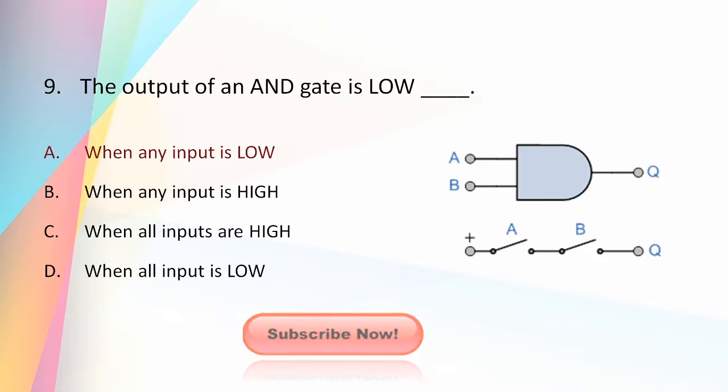And the answer is when any input is low. So you can consider an AND gate, two input AND gate, as a series connection of two switches. So the output will be high only when these switches are closed. So if any one of them is open, that is low, then the output will be a low.